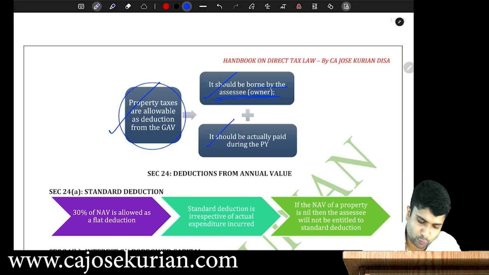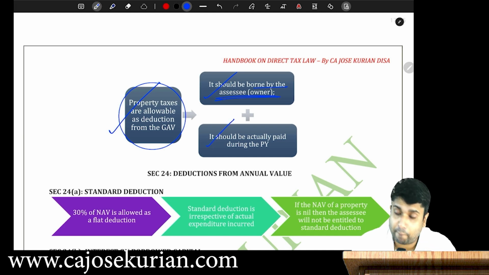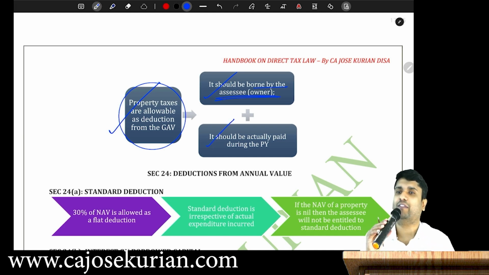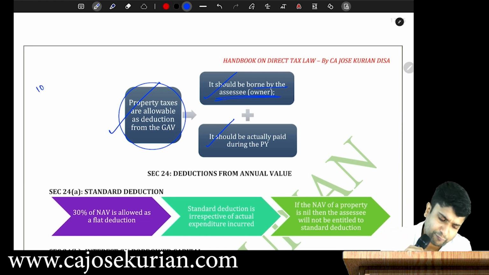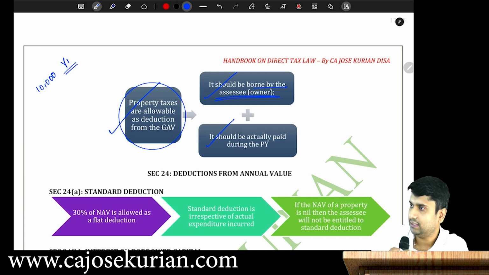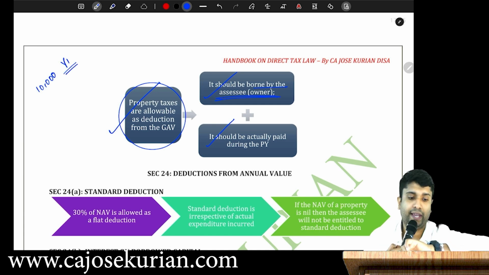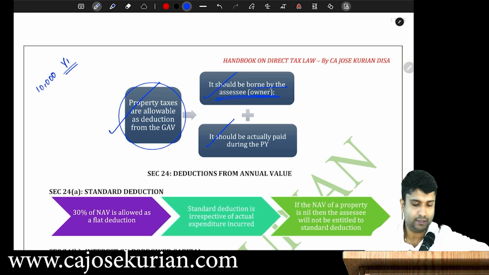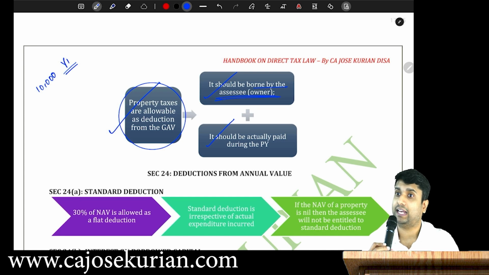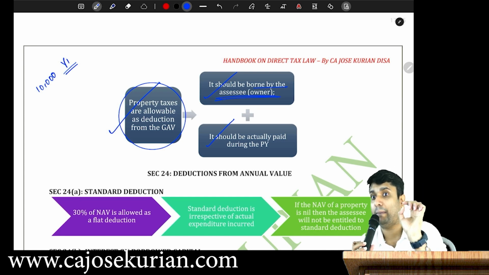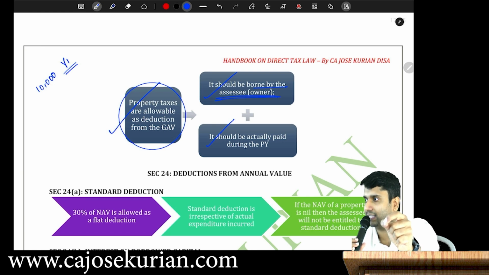Then, next one, it should be actually paid during the PY. What does that mean? Listen, this year I have to pay a municipal tax of 10,000 but have not paid. It is in payable status. Can I claim this 10,000 as a deduction by putting a payable entry? Not possible. You have to actually make the payment to claim it as a deduction.